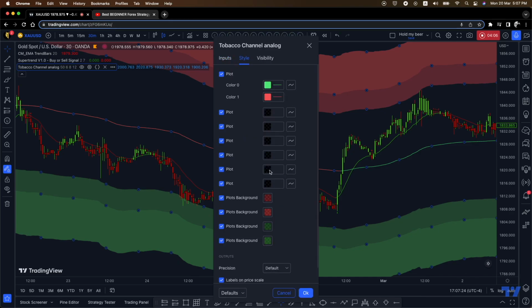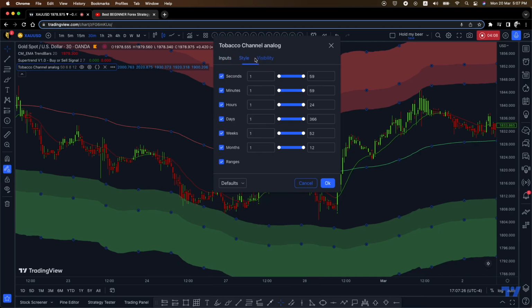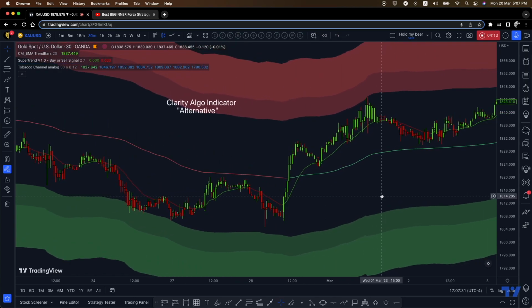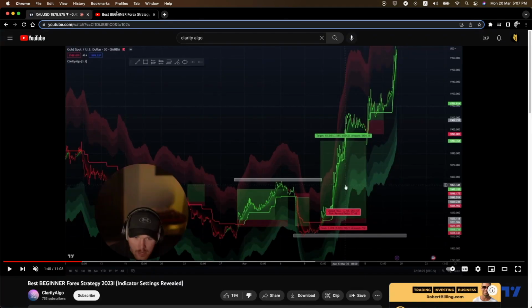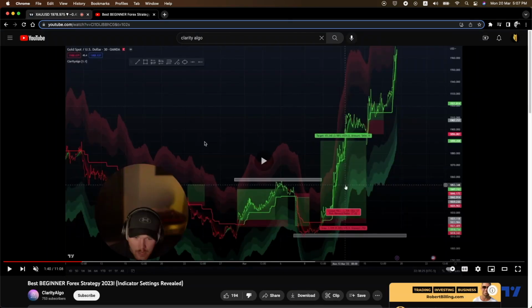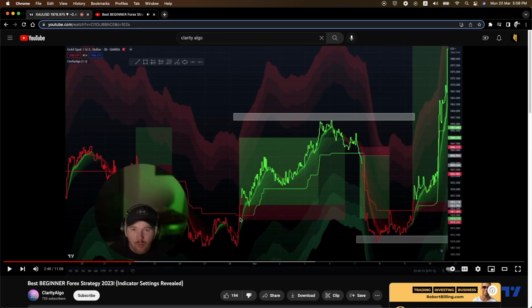Style, I haven't changed anything of this yet, because we're going to be paying attention to pretty much everything right now. The cloud, the way he entered, let me show you here. I'm going to be giving you this example based on his video that he posted. And look at this. He actually entered as soon as the body of the candle closed above the 50.